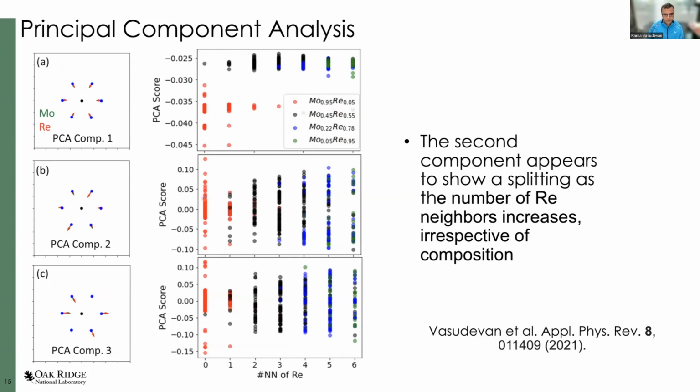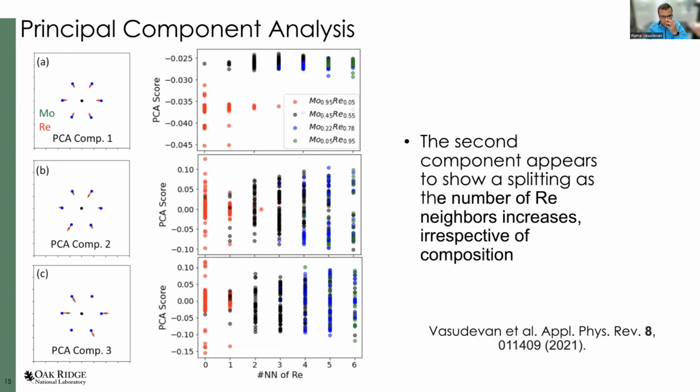But in terms of component 2, what you find is that as you increase the number of rhenium atoms that are present, you actually see a sort of bifurcation occurring. We expect, obviously, that when we go to compositions like Mo 0.05 and rhenium 0.95, when we look at our molybdenum neighbors, we're going to get a lot more rhenium atoms in our neighborhood. So we're going to get a lot more statistics around these edges. But what we also see is that even when we have small numbers of rhenium neighbors, in systems where rhenium is only 0.55 and molybdenum is 0.45, we still see some mixing of the colors here.